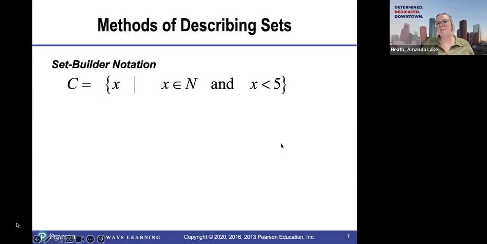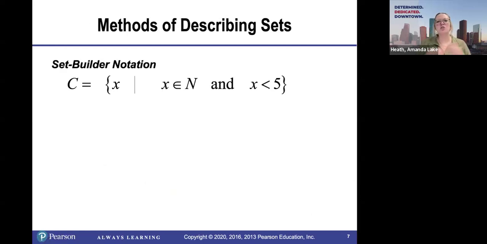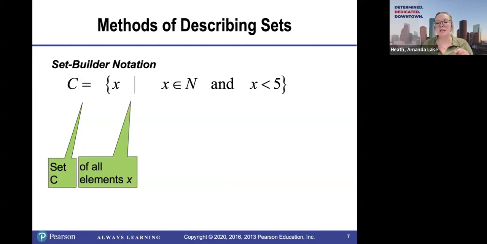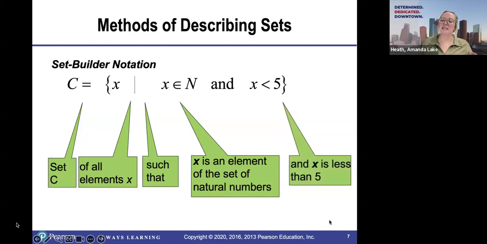We also have what's called set builder notation. This is where instead of just simply listing out the elements of the set, we're going to describe the set in some more methodical way. So if we have C as the set, we would read this as set C is all elements x such that, this bar reads such that, x is an element of the set of natural numbers, or x is in N, where N is the set of natural numbers, and x is less than 5.